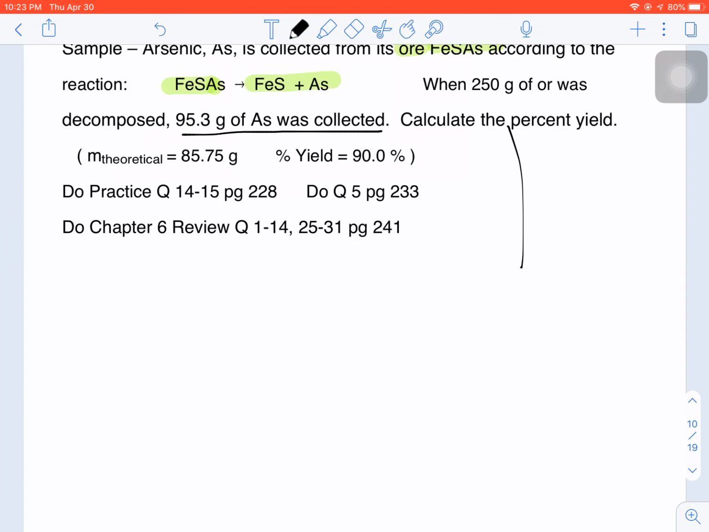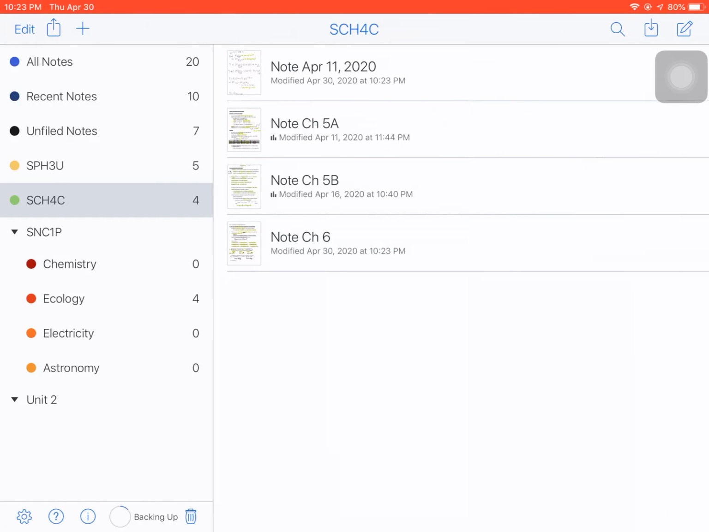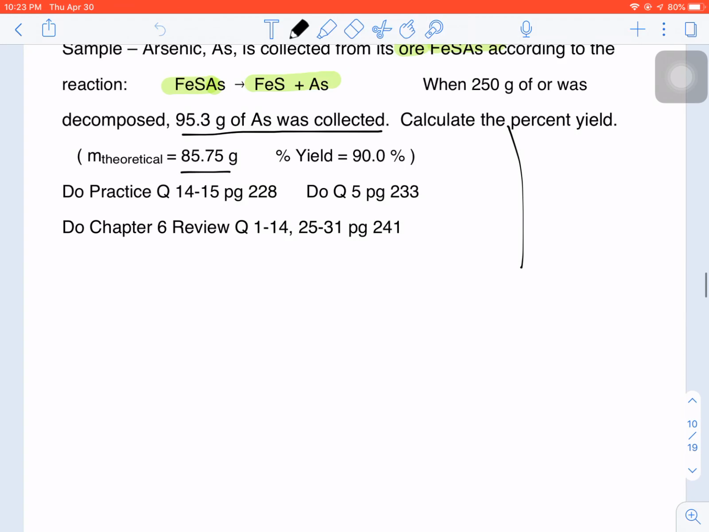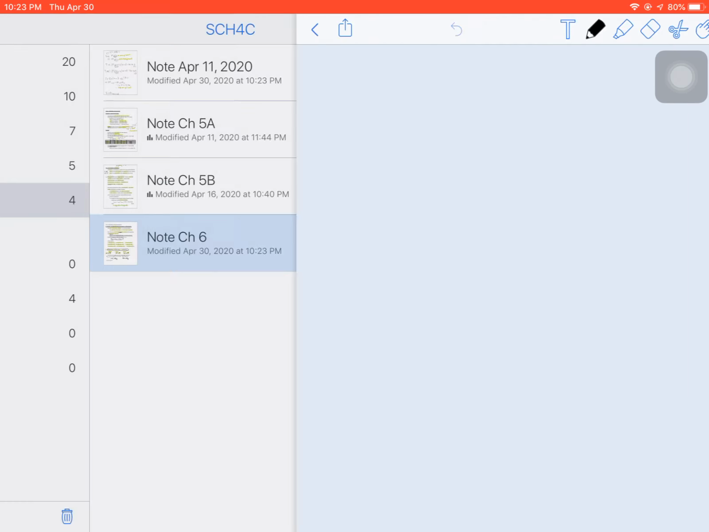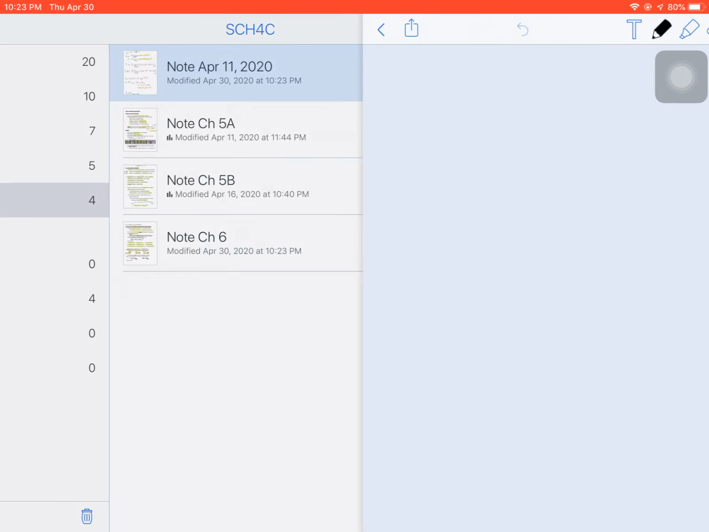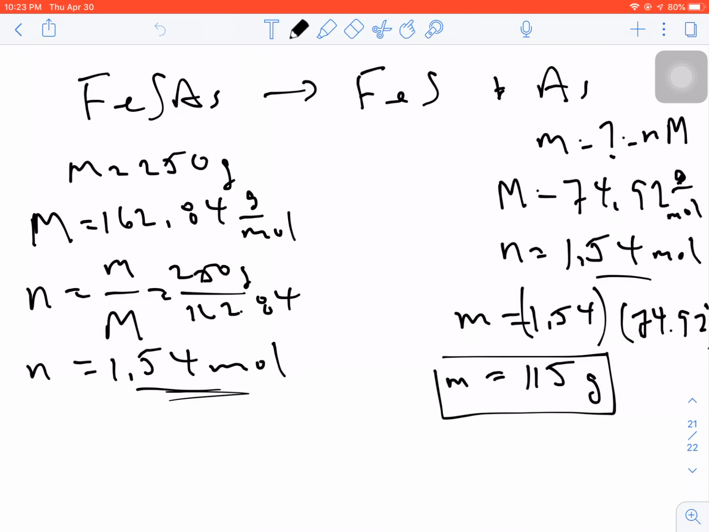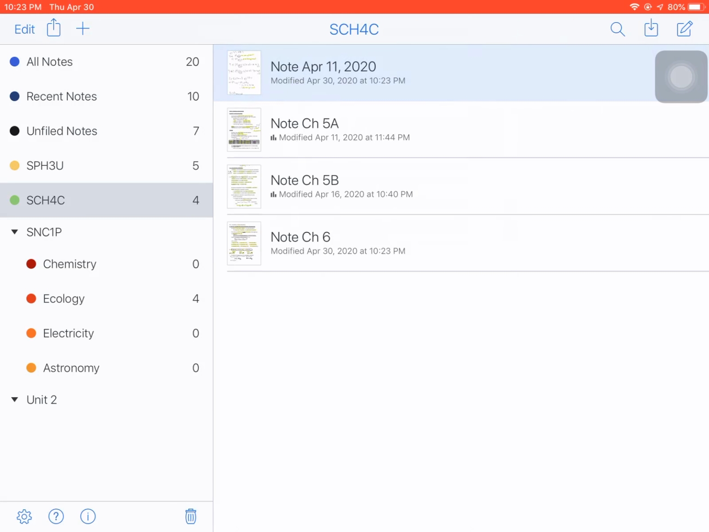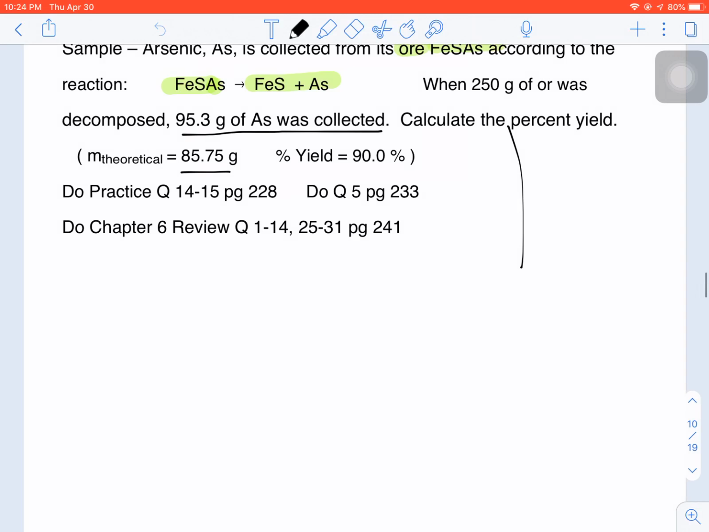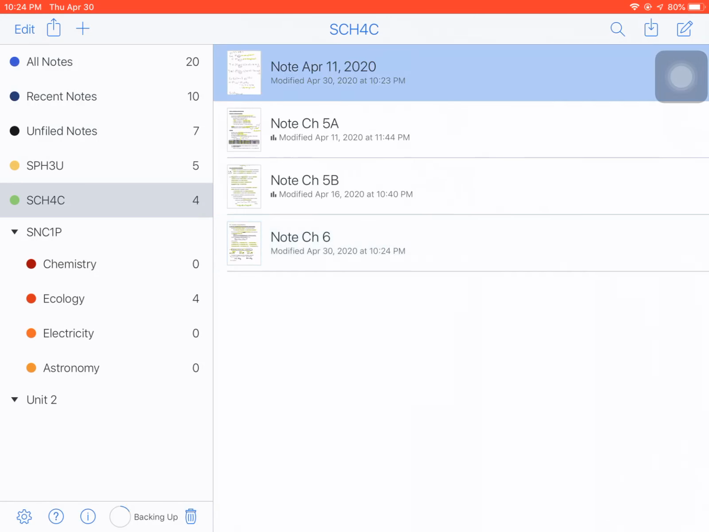So it tells me my theoretical mass is supposed to be... oh, sorry, 95.3. 115 grams. Sorry, brain's not working here. Nope, something's wrong with this number here. This isn't the right answer. So I get 115 grams.